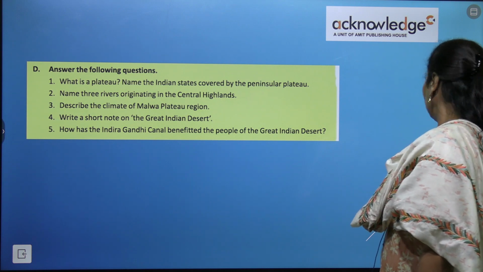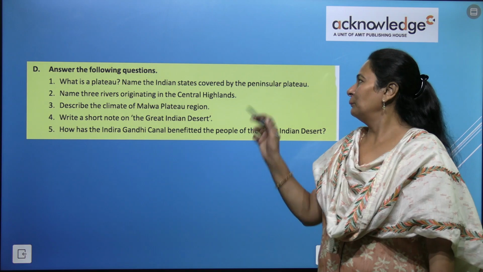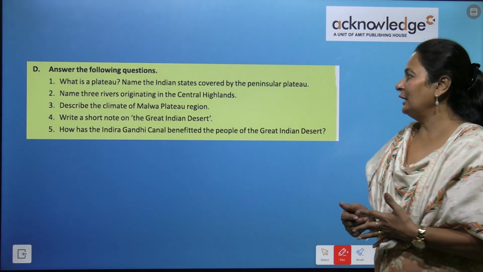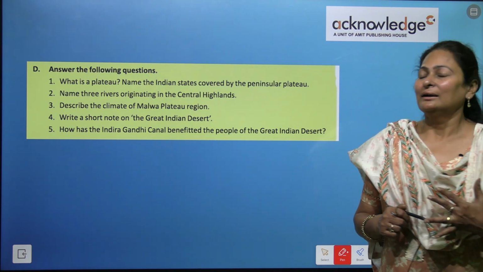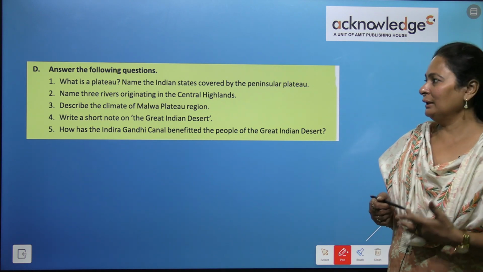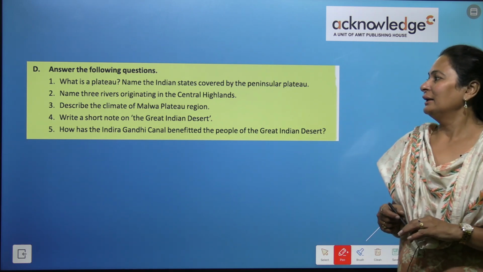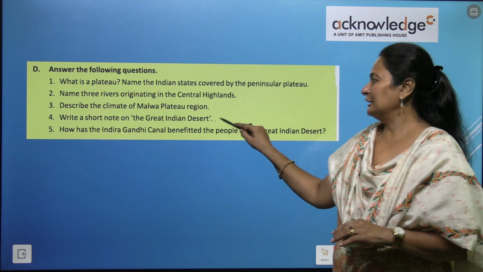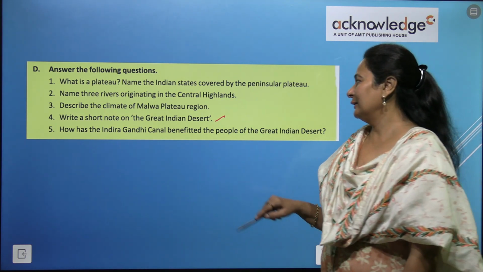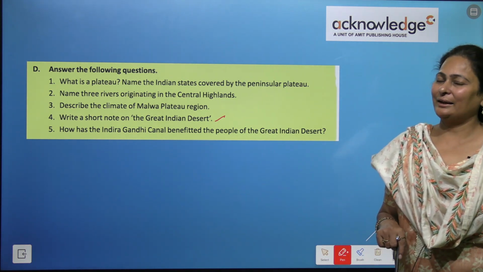So, time for question answers. What is a plateau? Name the Indian states covered by the Peninsular Plateau. Name three rivers that originate in the Central Highlands. Chambal, Betwa, Son, you remember, na? Describe the climate of the Malwa Plateau region. Write a short note on the Great Indian Desert. And how has the Indira Gandhi Canal benefited the people of the Great Indian Desert?